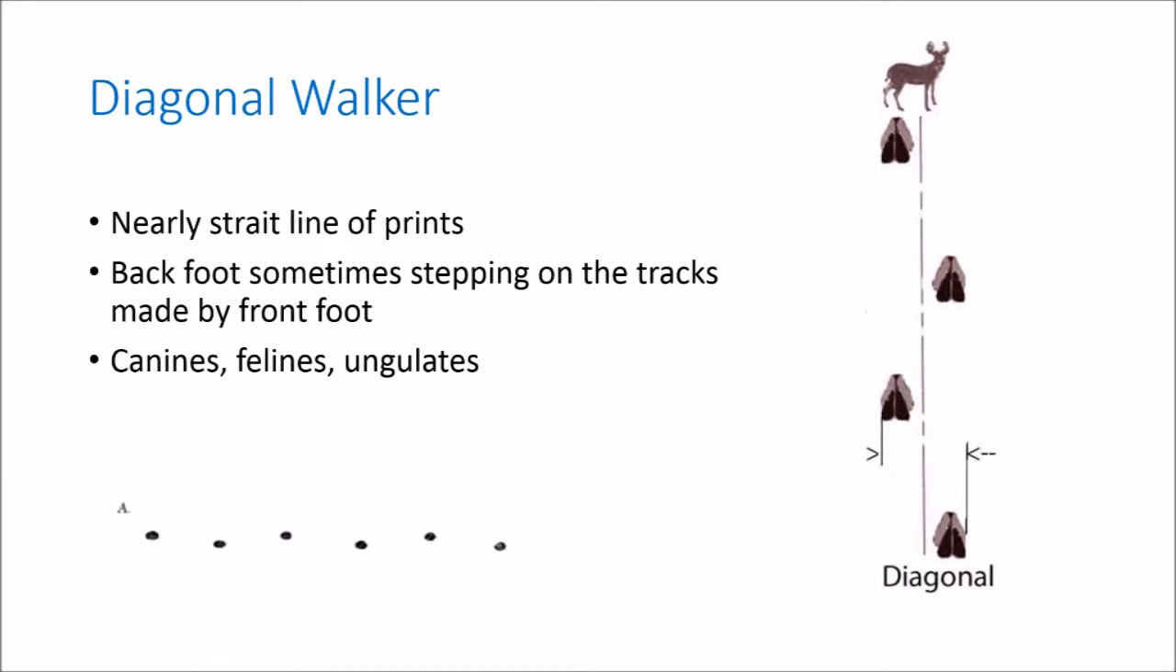Diagonal walkers often leave a nearly straight line of prints, with the back foot sometimes stepping on the tracks made by the front foot. Canines, such as dogs, wolves, foxes, and coyotes, felines, such as cats, bobcats, and lynxes, and ungulates, which are hoofed animals, often leave this type of print.